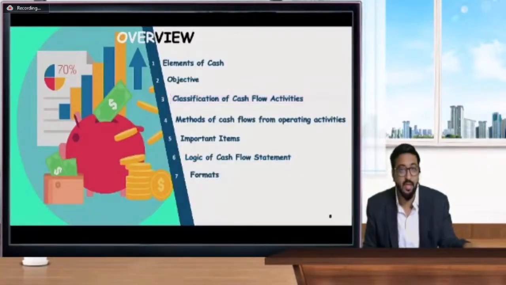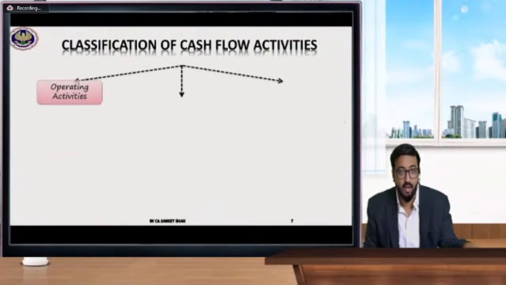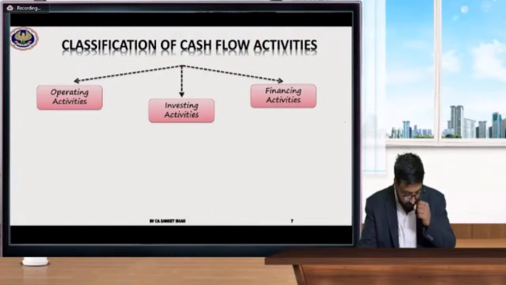Now, classification of cash flow activities. How many activities are there, beta? Operating, investing, financing. So write down classification of cash flow activities.